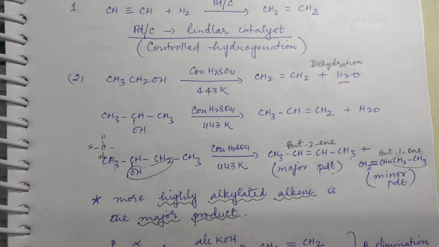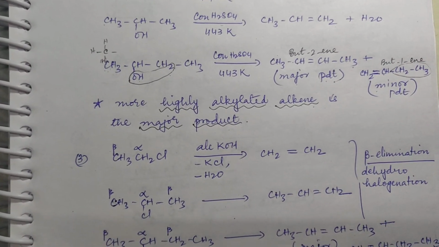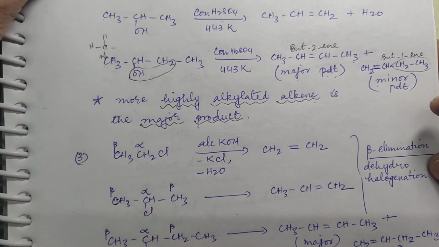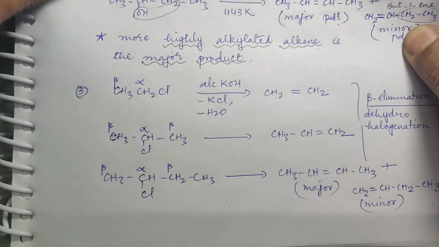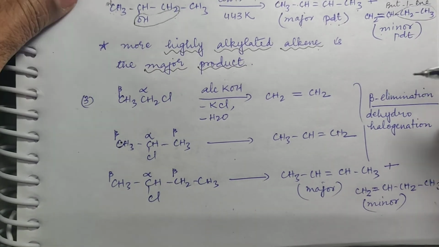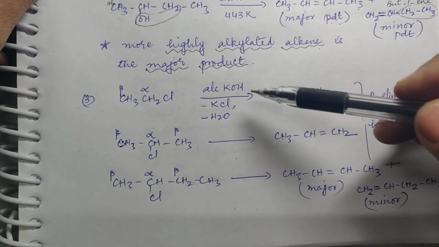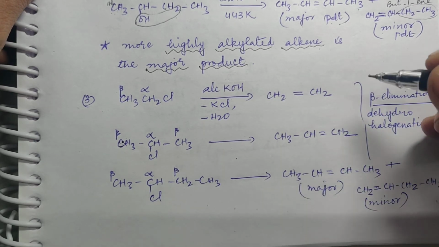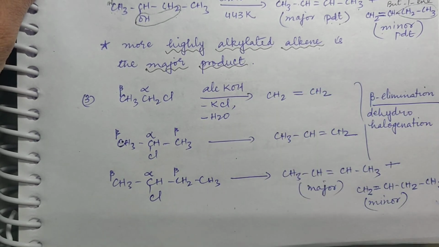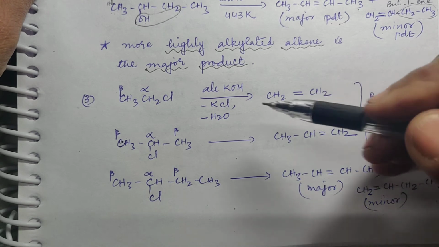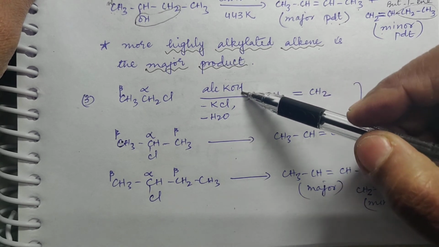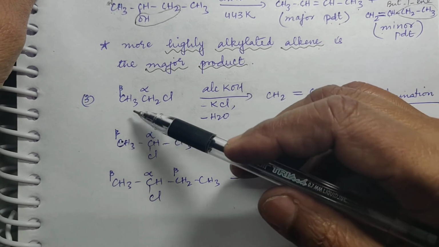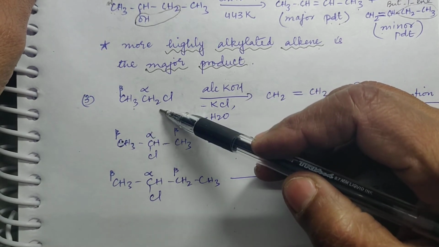Then the next method is treatment of RX with alcoholic KOH. Now what does alcoholic KOH mean? KOH is dissolved in alcohol, ethanol. That is called alcoholic KOH. Now here what happens? This alcoholic KOH makes removal of HCl from the RX.